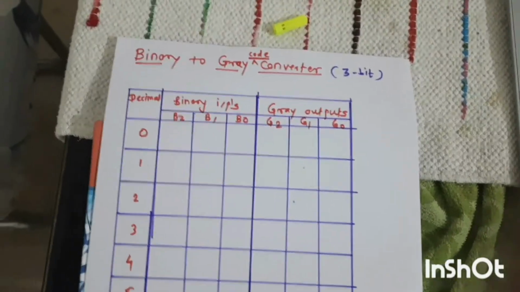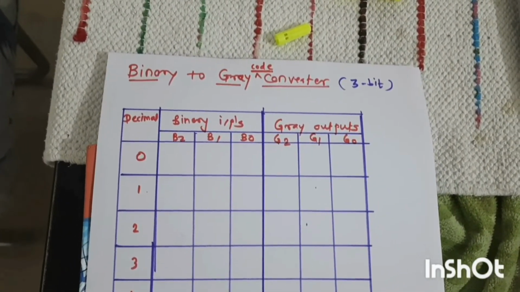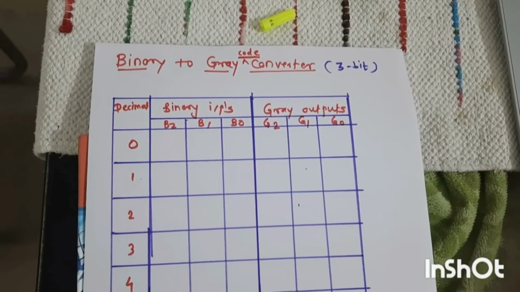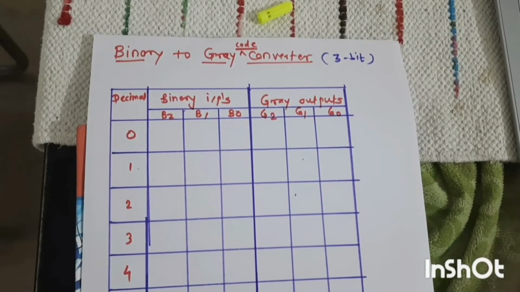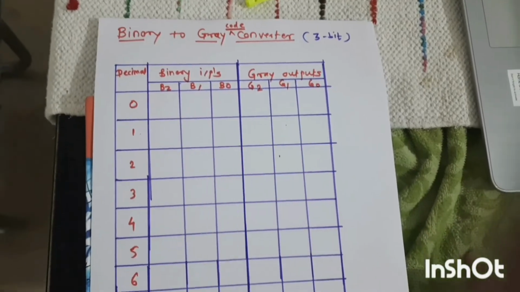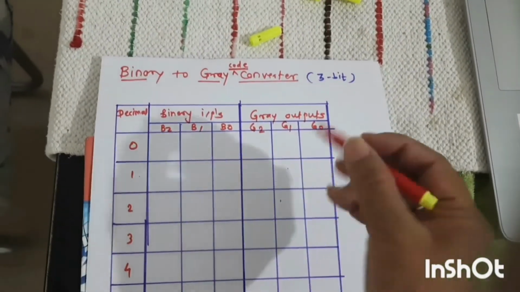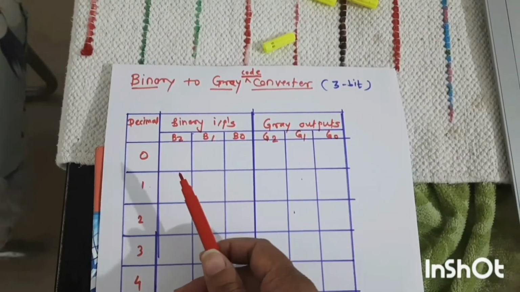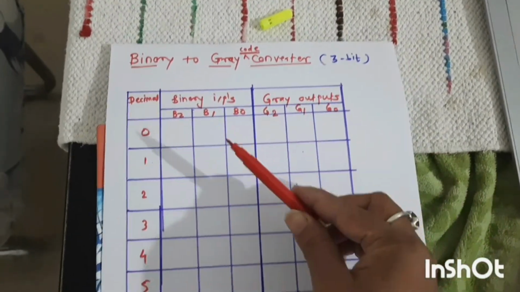In this video we are going to see how to convert binary to gray code, that means a binary to gray code converter. So we all know the binary numbers, so we are going to design for 3 bits, that means b0 b1 b2, and 3 bits means how many combinations? 0 to 7, correct?